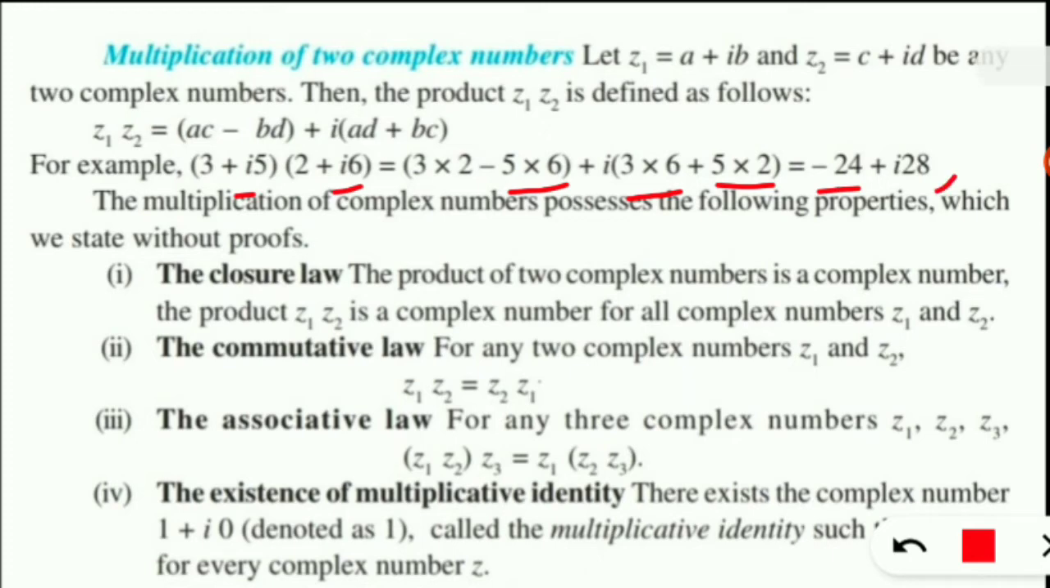Clear? Okay, so the multiplication of two complex numbers possesses the following properties, which we state without proofs. Okay, so first one is the closure law. The product of two complex numbers is a complex number. If z1 and z2 be two complex numbers, then the product z1 z2 is also a complex number. Clear? So the product z1 z2 is a complex number for all complex numbers z1 and z2.